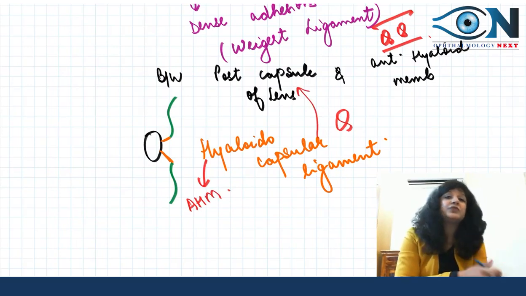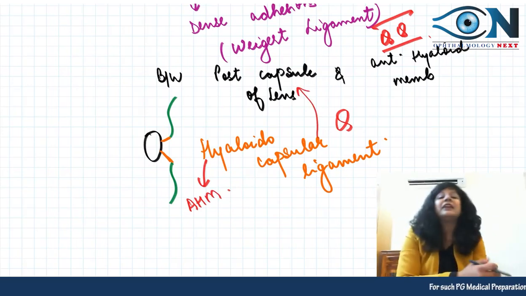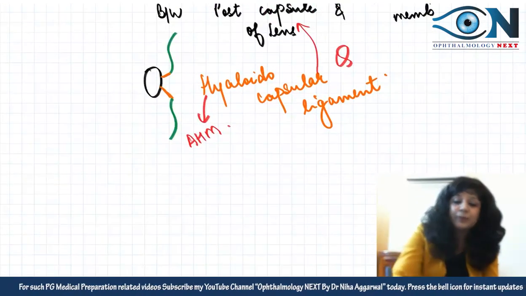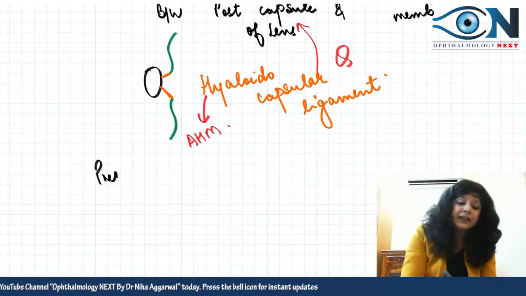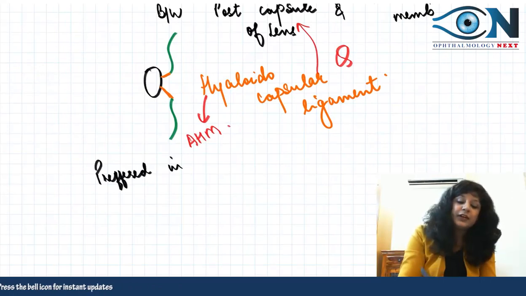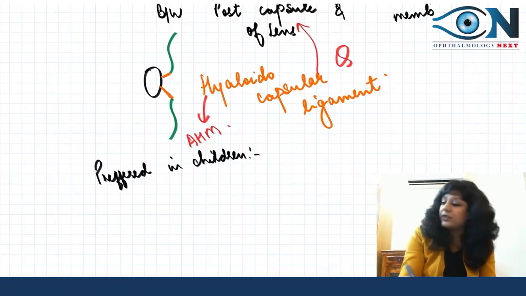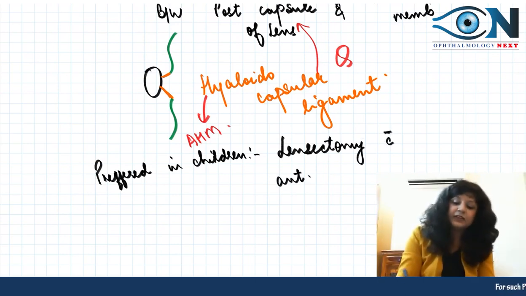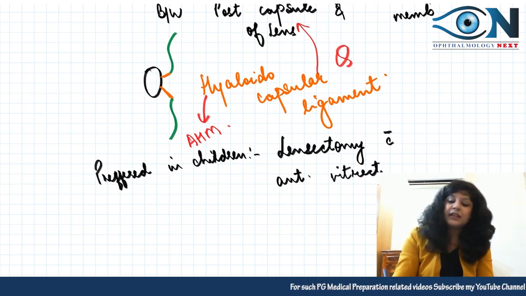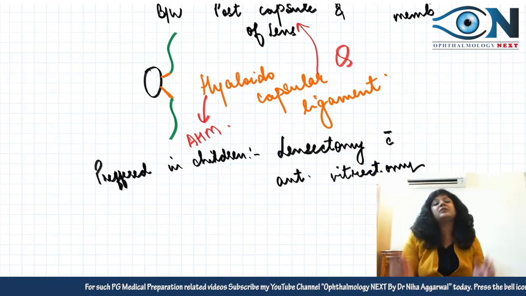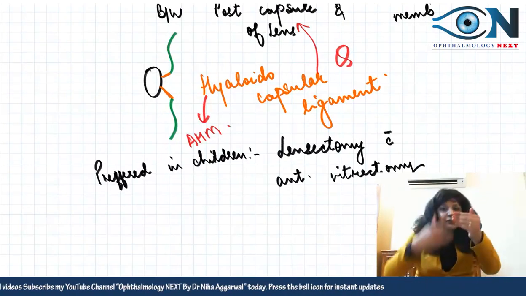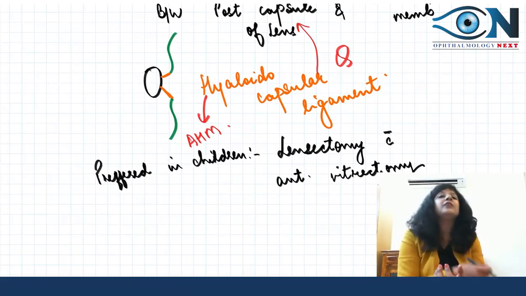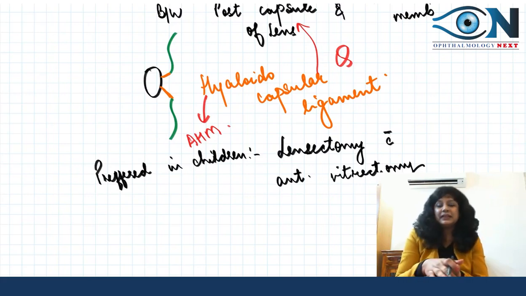Because these adhesions are much stronger in cases of children, that is why RD is also more common in children. And that's why, if you remember, what is preferred in children? That's why what we prefer in children is lensectomy along with the anterior vitrectomy. We try to remove these adhesions, free the lens from all areas, and then we do the extraction of the lens so that we do not have the risk of retinal detachment.